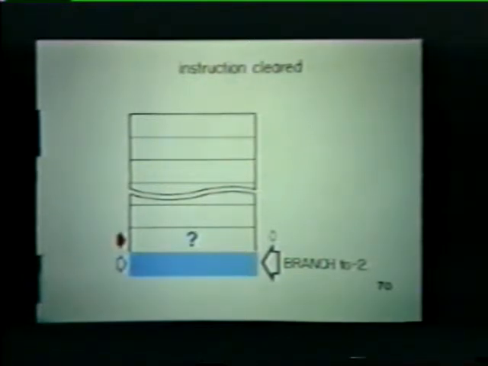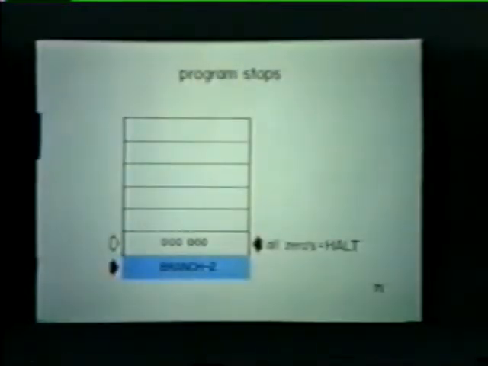But there is no instruction there anymore. It was cleared just a moment ago. All zeros is the opcode for a halt instruction. Therefore, the program stops at this point, having cleared out every location in memory except for the very last one. This last location can be cleared out by using the console switches.